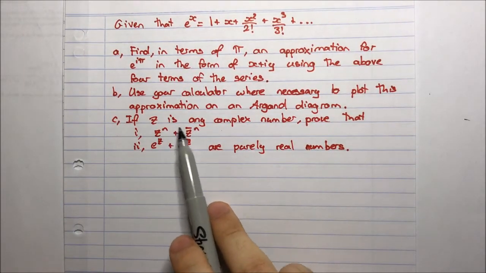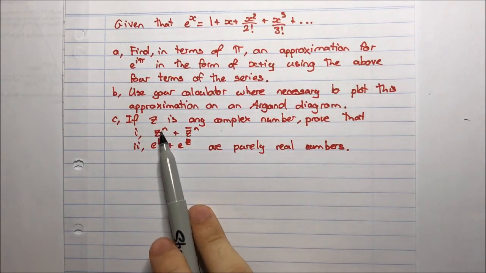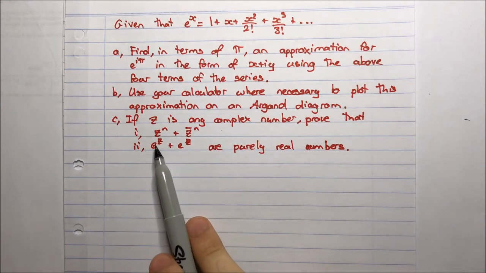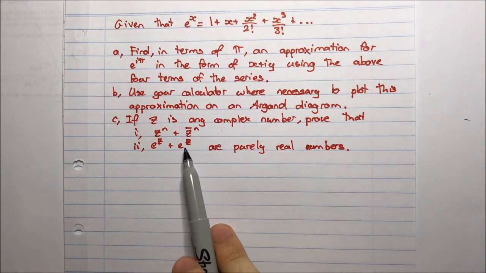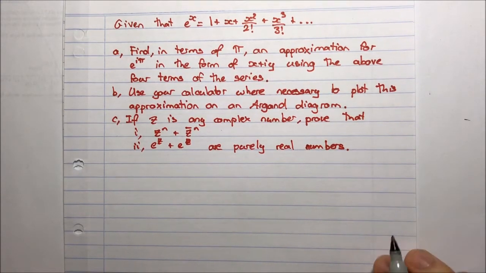Part C, if z is any complex number, prove that z to the power n plus z conjugate to the power n, and e to the power z plus e to the power z conjugate, are purely real numbers.